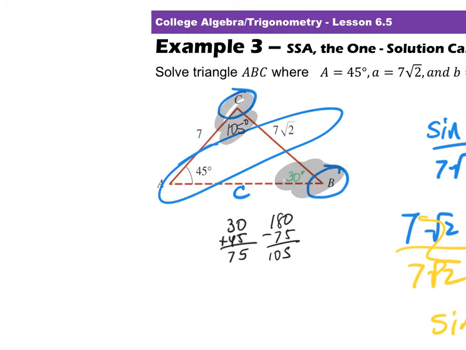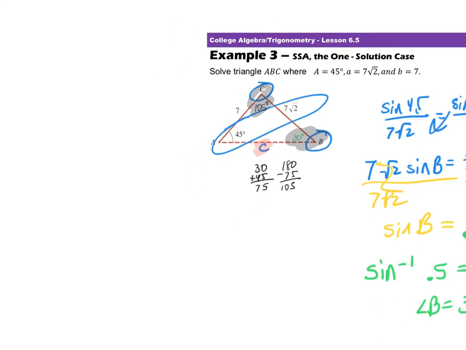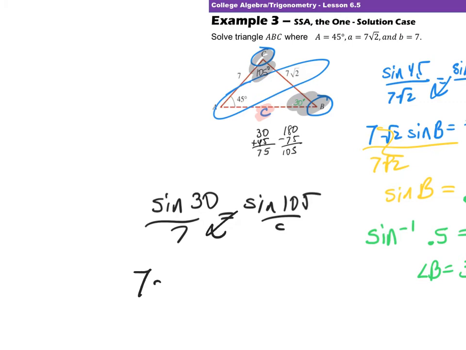So now let's find side C. So let's just use what we have and work from there. We have the sine of 30 over 7 equals sine of 105 over C. So now we're going to cross multiply. So 7 times the sine of 105 equals C times the sine of 30. Divide both sides by the sine of 30.